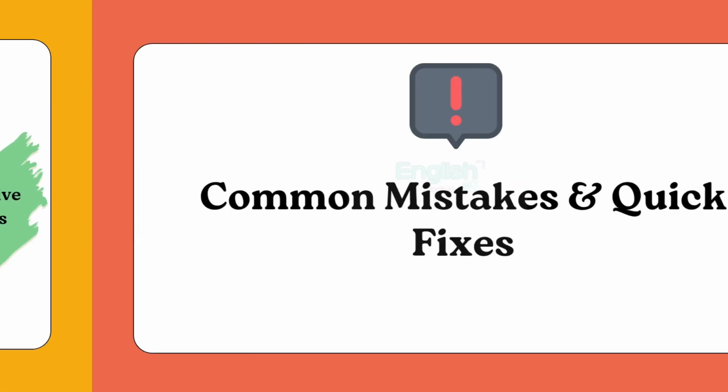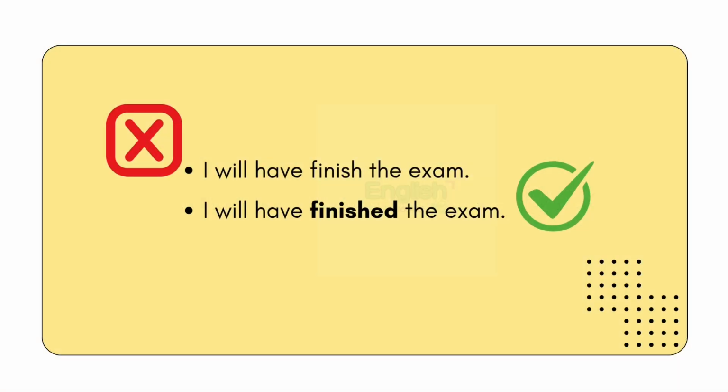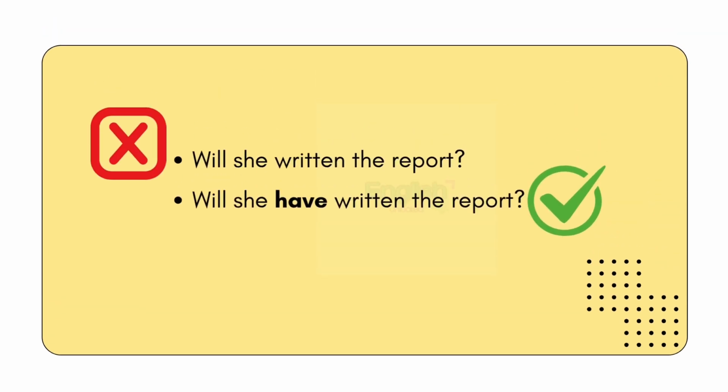Now let's fix some of the common mistakes that we often make. We don't say I will have finish the exam. Instead say I will have finished the exam. Use the past participle form of the verb with the future perfect tense instead of the base form. That is wrong. Next one, we don't say will she written the report.